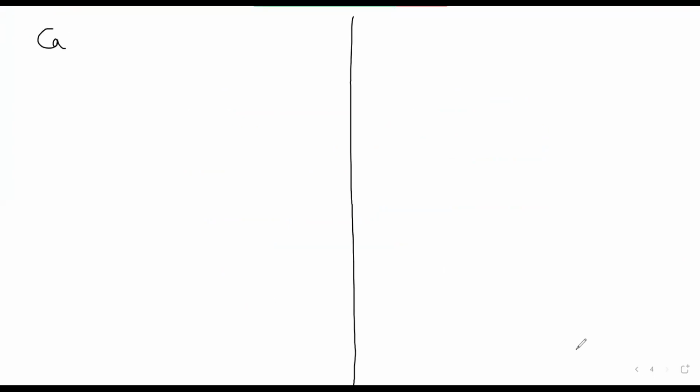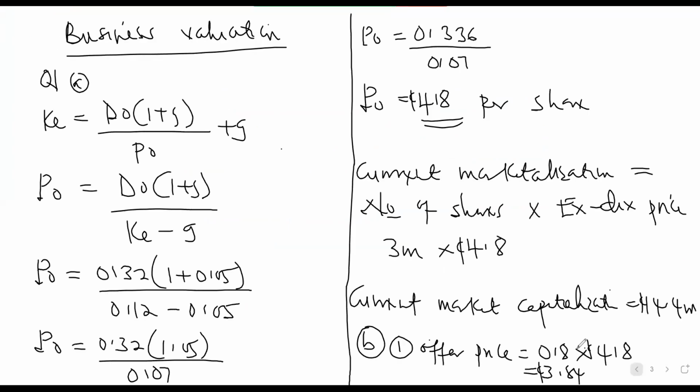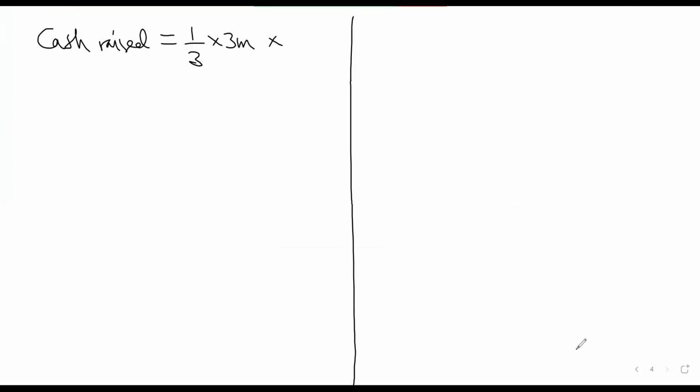So our cash raised will be 1/3 times the 3 million multiplied by the what? The rights issue price. The 1 million will be issued at what? 3.84. So that will be multiplied by 3.84. What are you having? You'll be having 3.84 million.